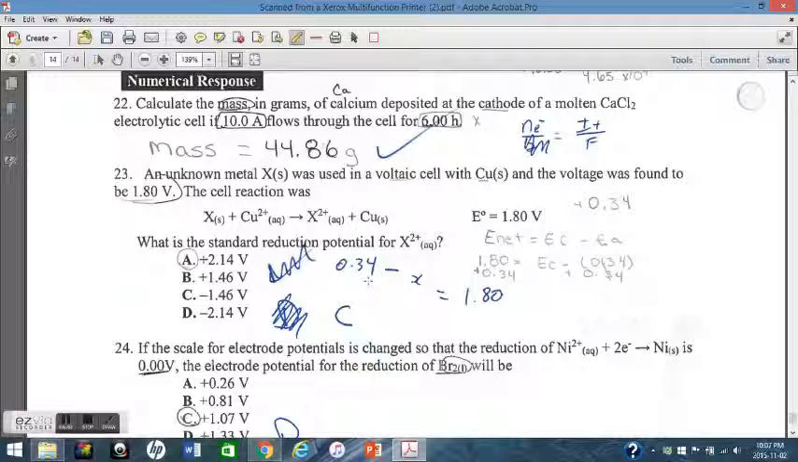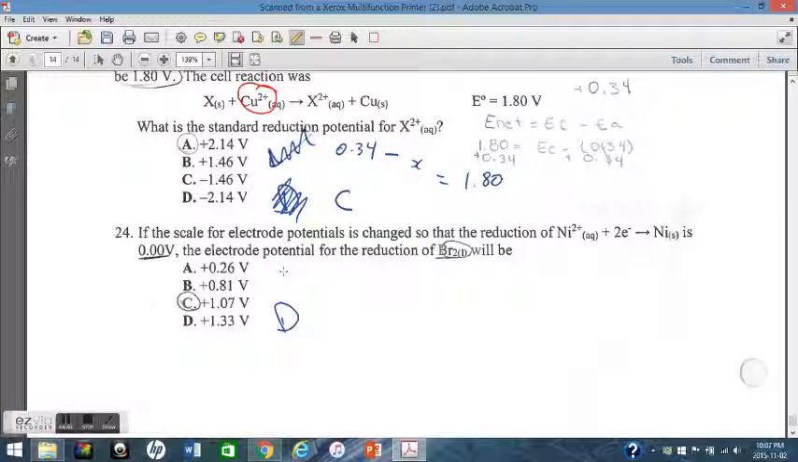23, showed some of the work here. You have 0.34 minus whatever your x value is going to be equal to 1.80, because again the copper 2+, excuse me, that is your oxidizing agent minus the reducing agent. End up with that. It's going to have to be negative 1.46.